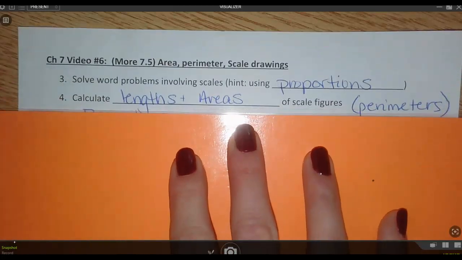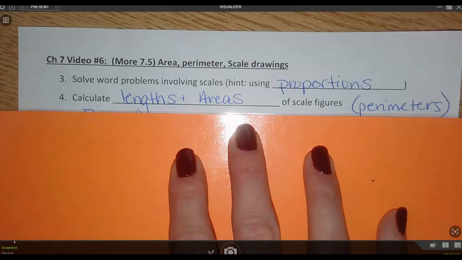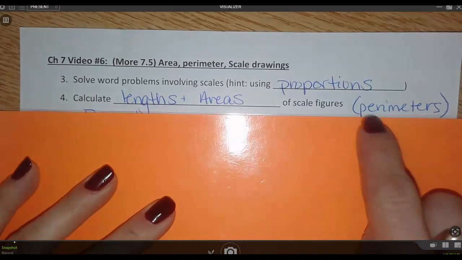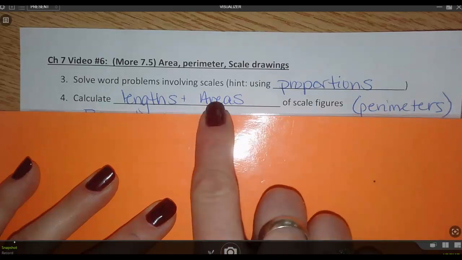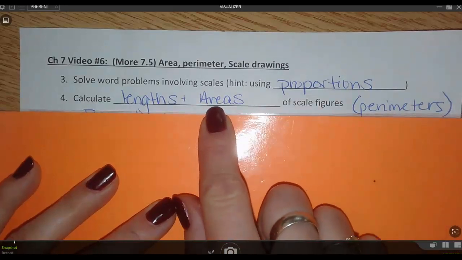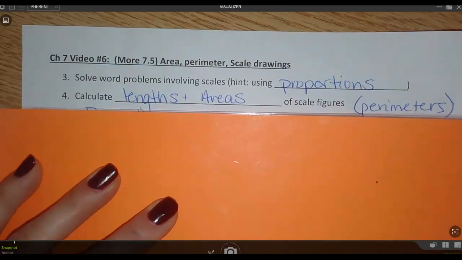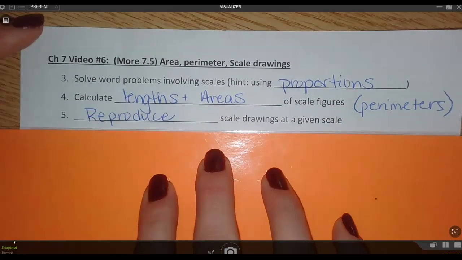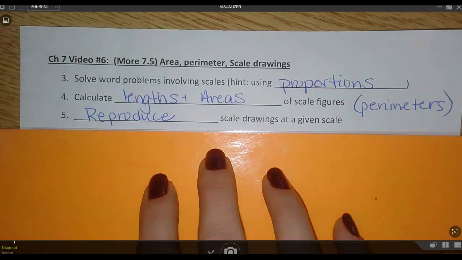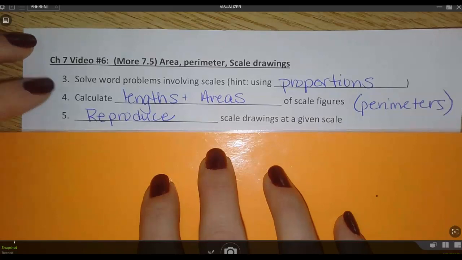Target 4, and I'm starting at 3, 4, and 5 because this is a continuation of video 5. We're going to calculate lengths and areas of scale figures. So they might ask you for perimeter, right? Adding up all the outside edges of a figure, or finding the area of a new figure after you've made it bigger or smaller using a scale. And then also reproduce scale drawings at a given scale. So actually redrawing it at a different scale, so in a different size.